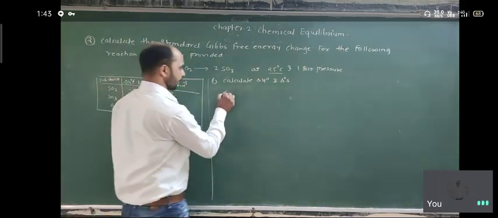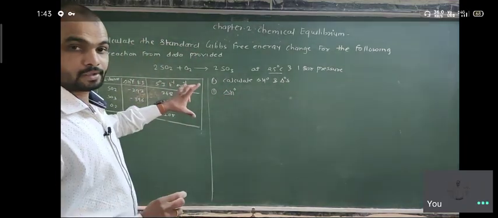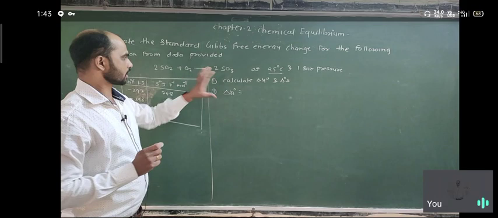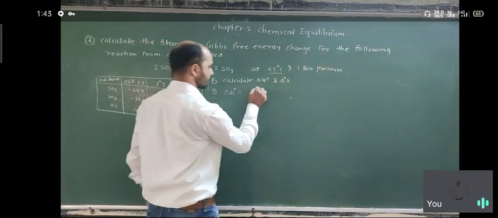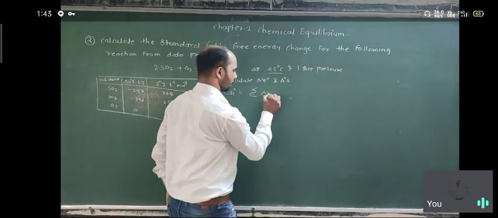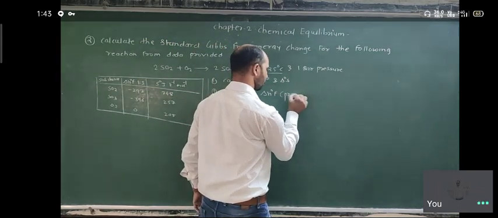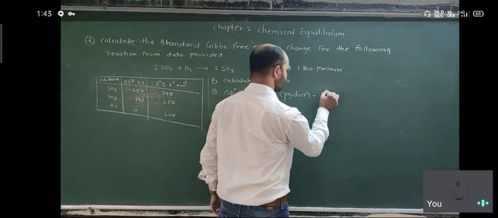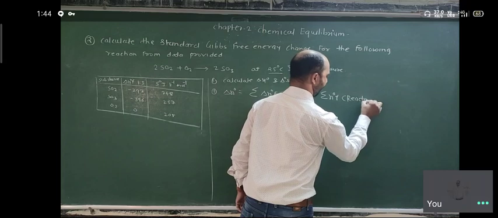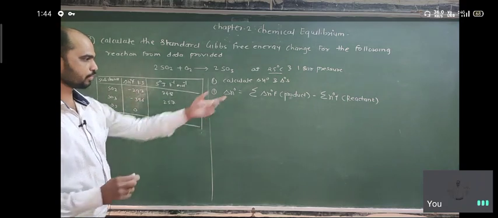So first is delta H0, the standard enthalpy, which is equal to the sum of the standard heat of formation of the products minus the sum of the standard heat of formation of the reactants. Reactants and products are given, so we have the values for reactant as well as product. So we use this formula.